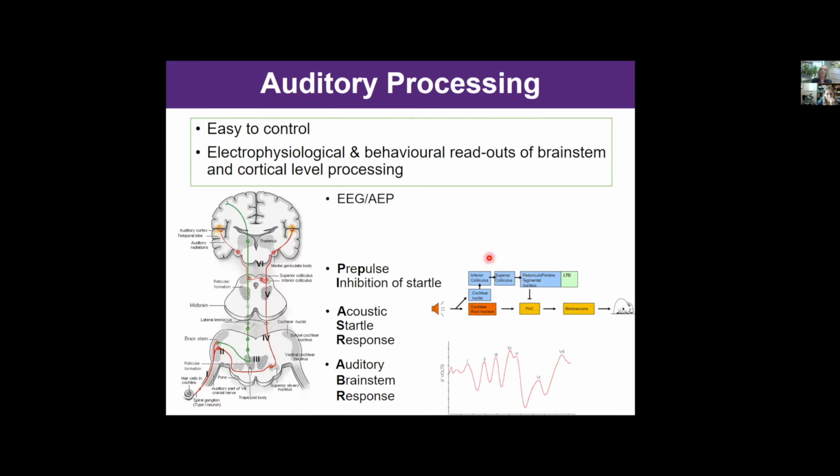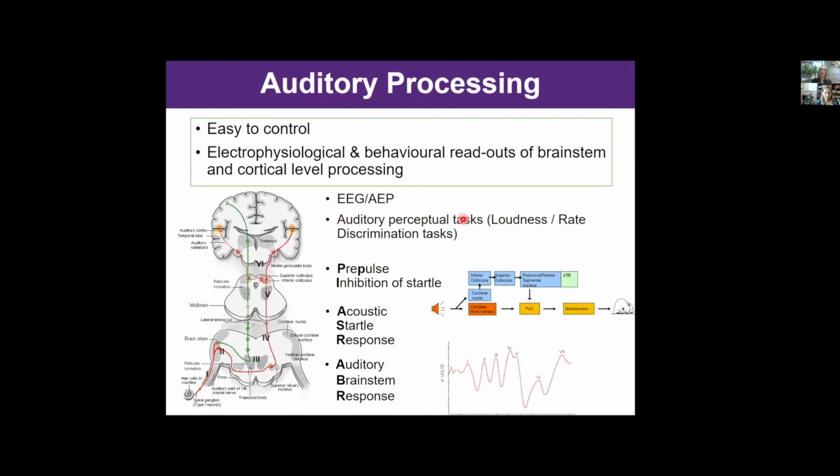And then we have other readouts like electroencephalogram or acoustically evoked potentials, where we, of course, measure cortical responses to a sound. And we can perform auditory perceptual tasks. All these tasks, prepulse inhibition and acoustic startle responses, are reflexive responses. They're implicit. It doesn't need any motivation or any voluntary behavior of the animal or a human.